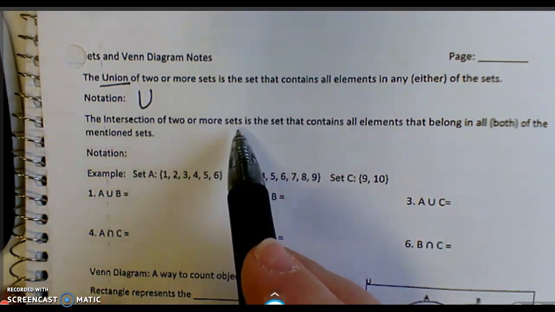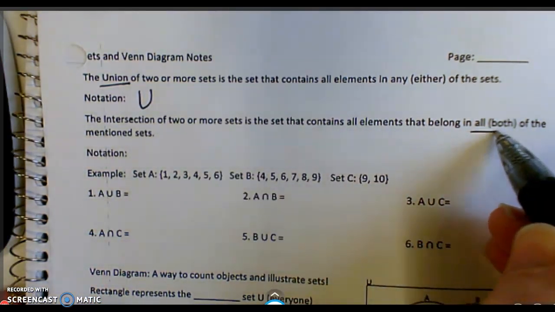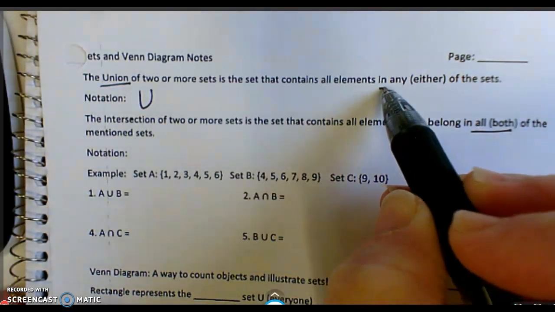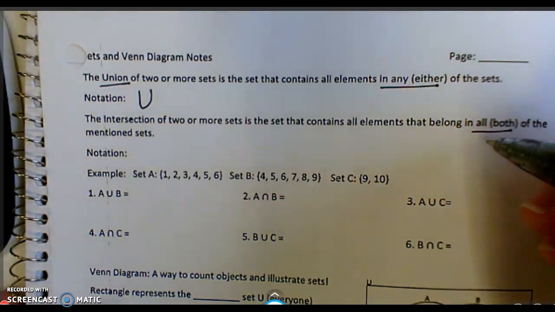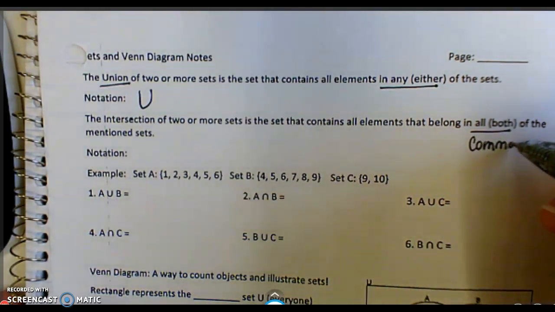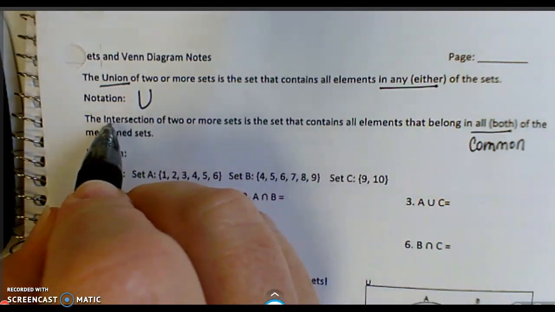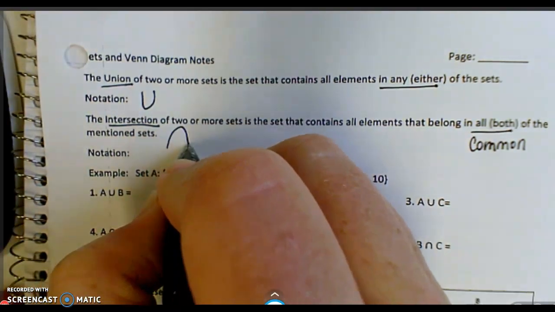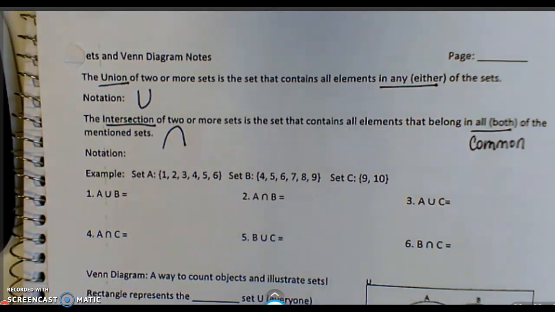The intersection of two or more sets is the set that contains all the elements that belong in both sets. So this is everything in both of the sets, but this says just what they have in common. So if both sets have something in common, that would be the intersection. And that symbol is an upside down U, almost like an N for intersection, if you want to think of it that way.